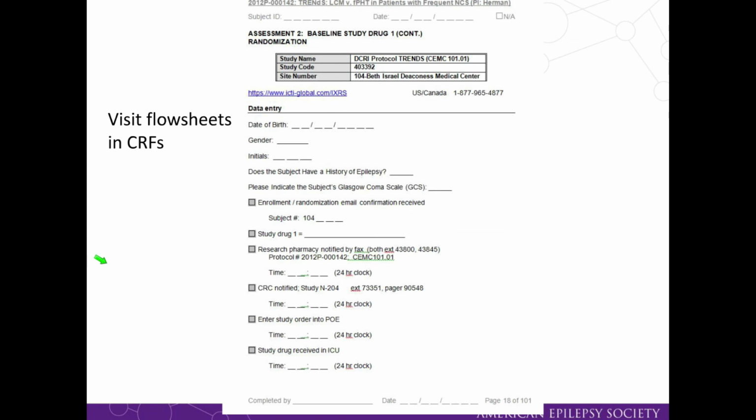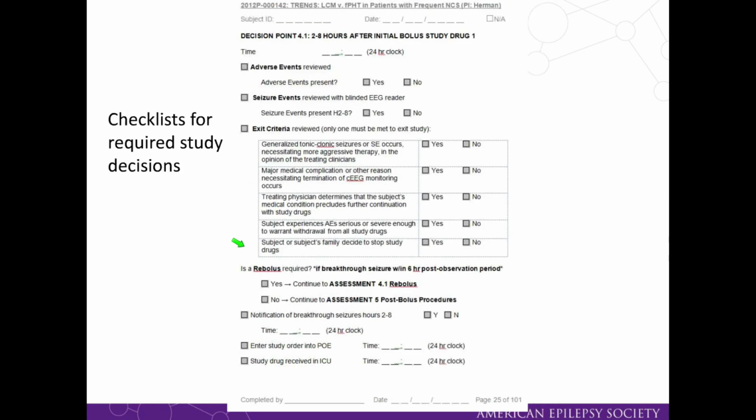And again, you can have some flow sheets. So, for example, here you can actually look at whether the enrollment was confirmed, whether the research pharmacy was notified, et cetera. So you can give cues in your CRFs about the next step for the study.